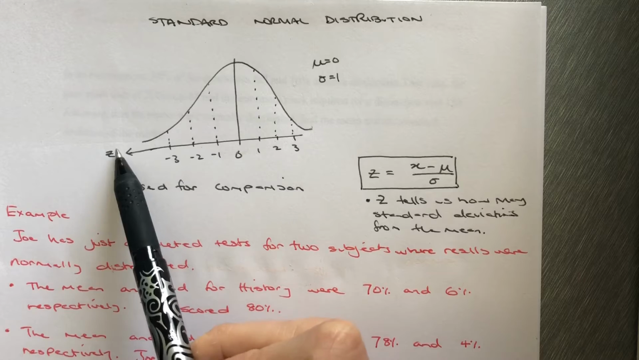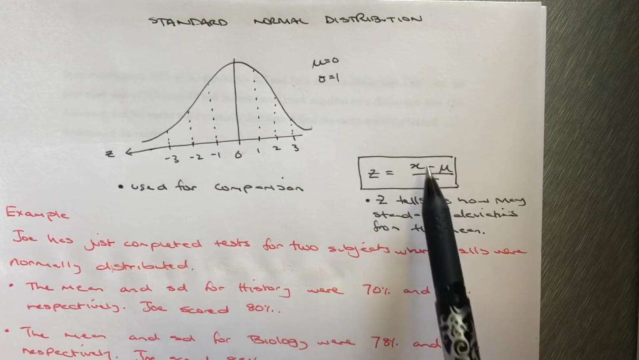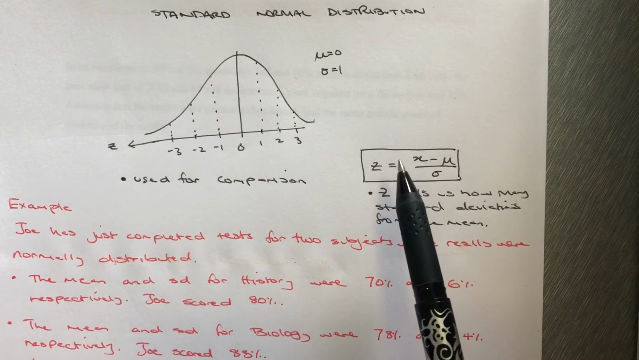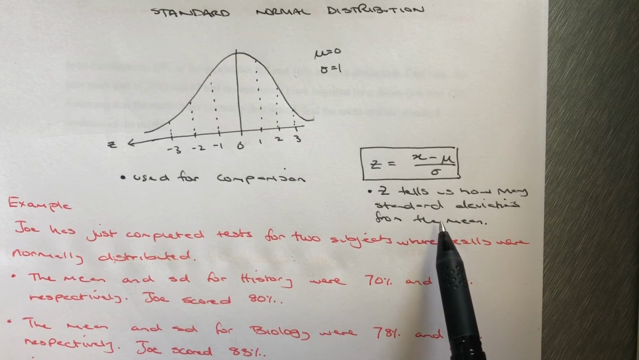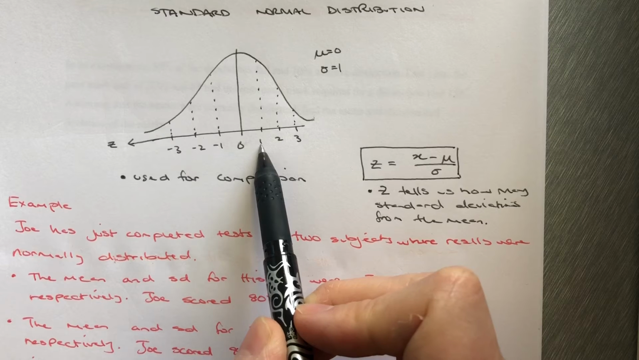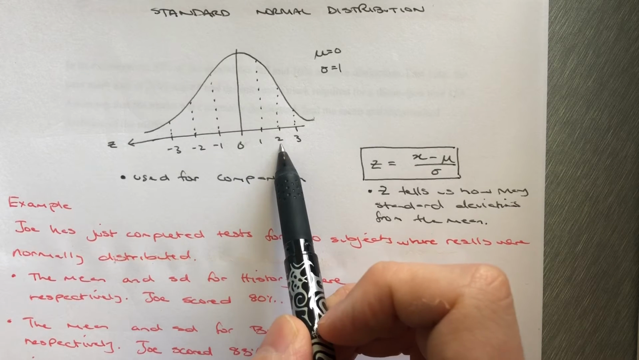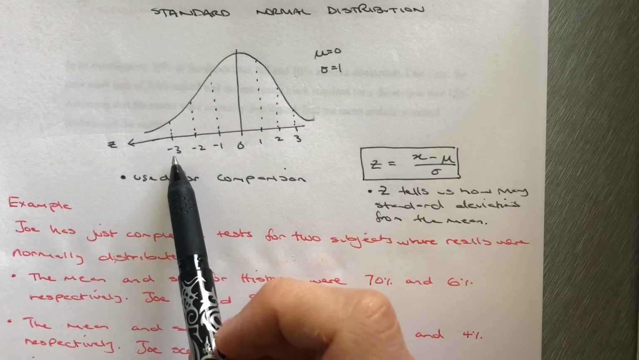This time we have a z, and we've got this formula for z here as well. Now, try not to get confused with z. Z, as I've written down here, just tells us how many standard deviations from the mean we are. So z is 1 just means 1 standard deviation above the mean. Z is 2 means 2 standard deviations above the mean. Z is -3 means 3 standard deviations below the mean.